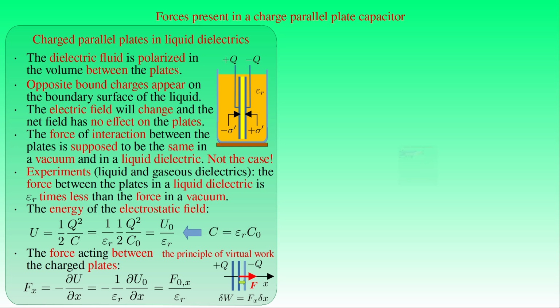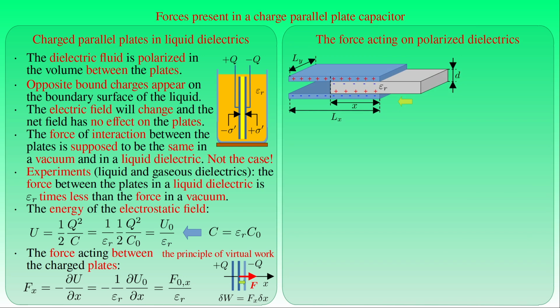In the second experiment, we insert a dielectric slab of relative permittivity epsilon r into the space between the plates of a charged parallel plate capacitor, where the dimensions of the plates are given by the lengths Lx and Ly, and d denotes the distance between the plates. If the space between the plates is completely filled with a dielectric medium, then the capacitance of the capacitor will be epsilon r times greater than its capacitance in a vacuum.